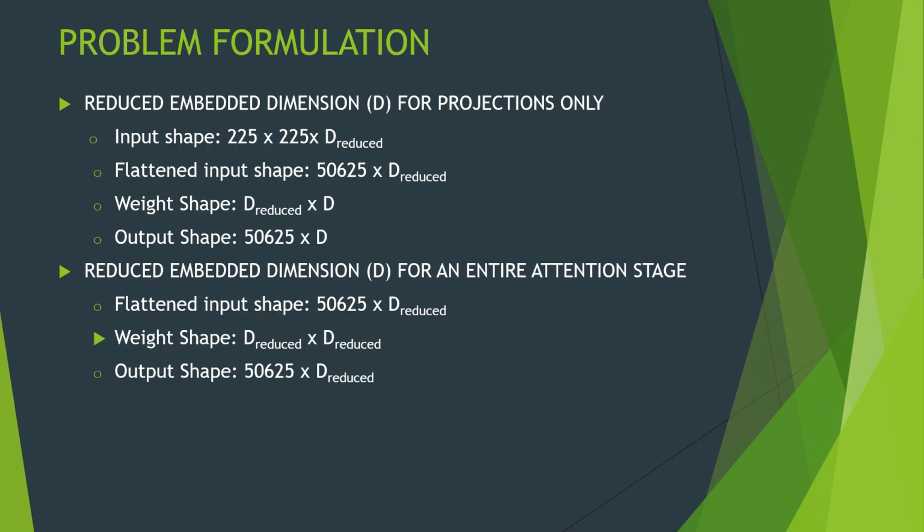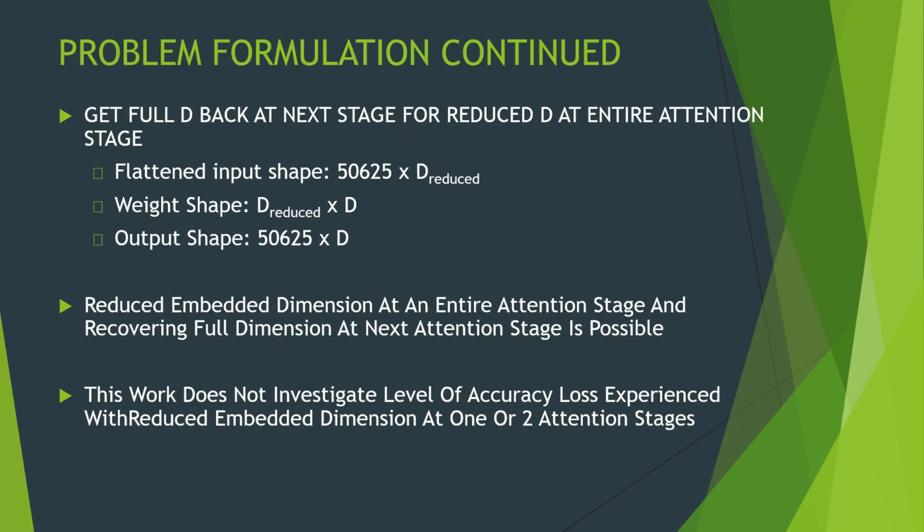And is it recoverable? Yes, it can be recovered by doing the dot product of the reduced dimension output shape with a weight shape of D reduced by D. So the output shape is recovered. The output shape for the next stage has become 50625 by D instead of 50625 by D reduced. So the dimension has been recovered at the next stage. So it is recoverable, and it makes it possible to do mixed embedded dimension computations.